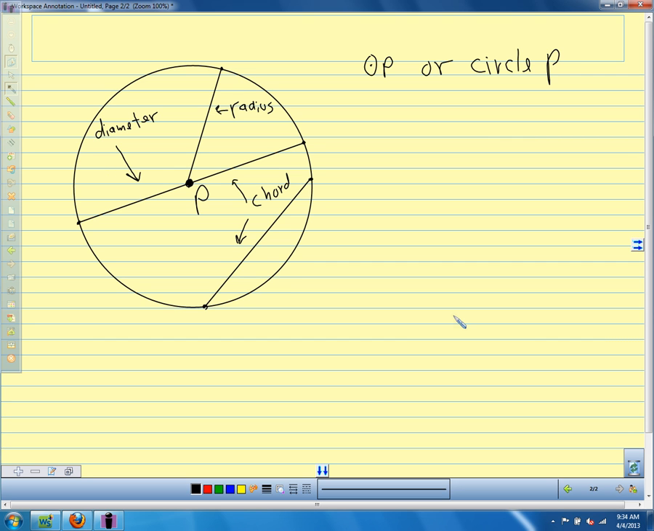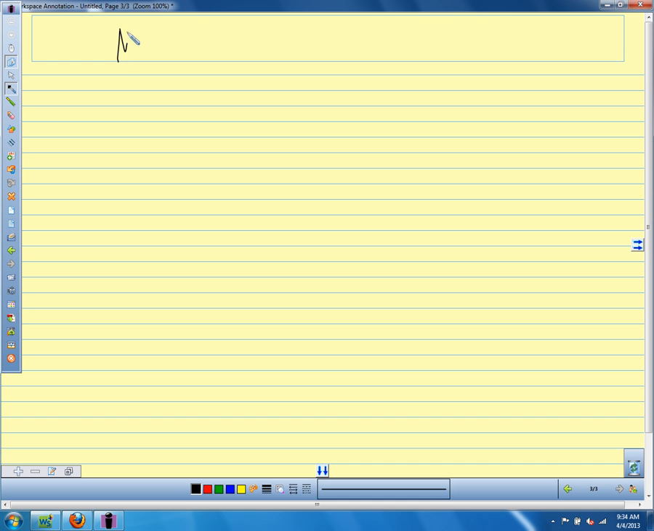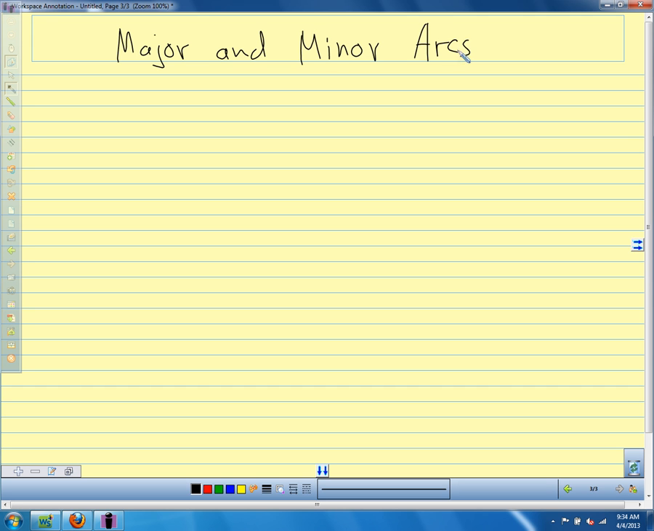So the other thing that we want to name, that we want to figure out some things about, is things that are going on actually on the circle, parts of the circle on the circle itself, not just parts in the middle. So we're going to talk about arcs. That's the next thing we're going to talk about. Major and minor arcs. So we'll do it like we did with the segments. We'll talk about what the parts are, and then we'll draw a picture.